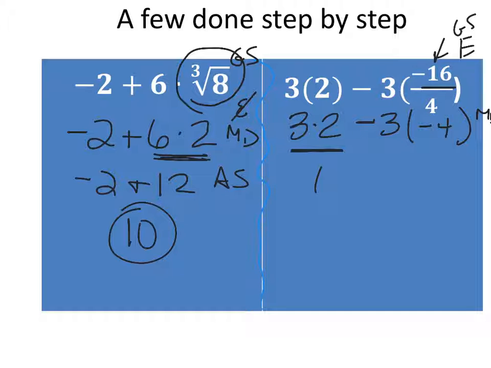So 3 times 2 is 6. Minus 3 times negative 4 is negative 12. I am going to put a parenthesis around that just to make sure I don't confuse myself with the 2 negatives. And 6 minus a negative 12 is the same thing as 6 plus a positive 12. So we end up with 18.